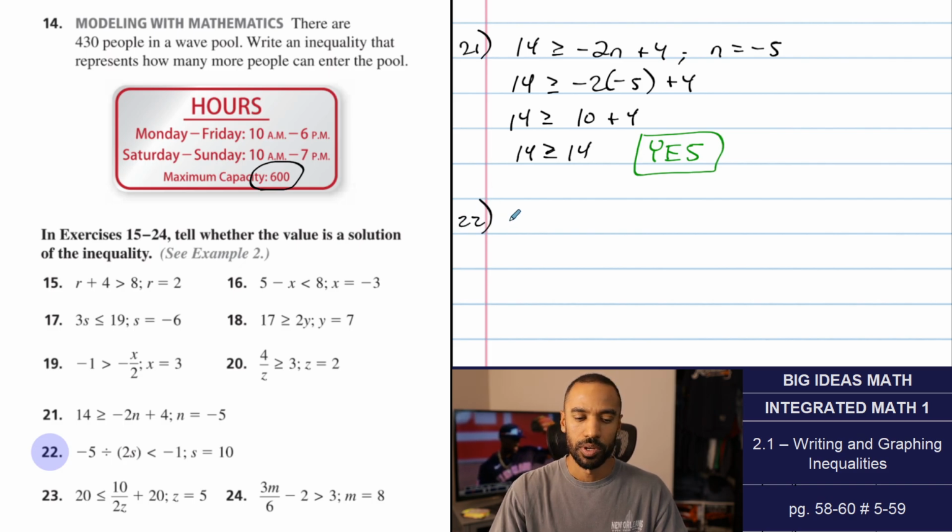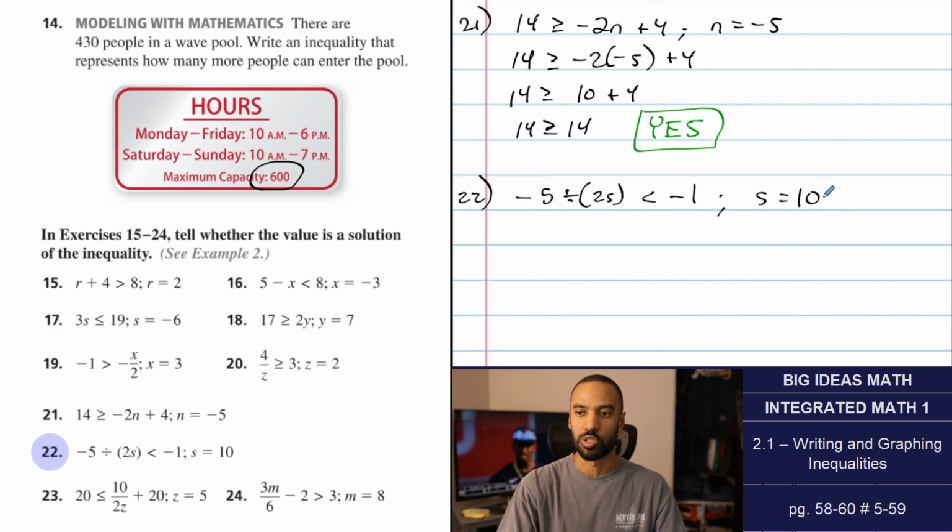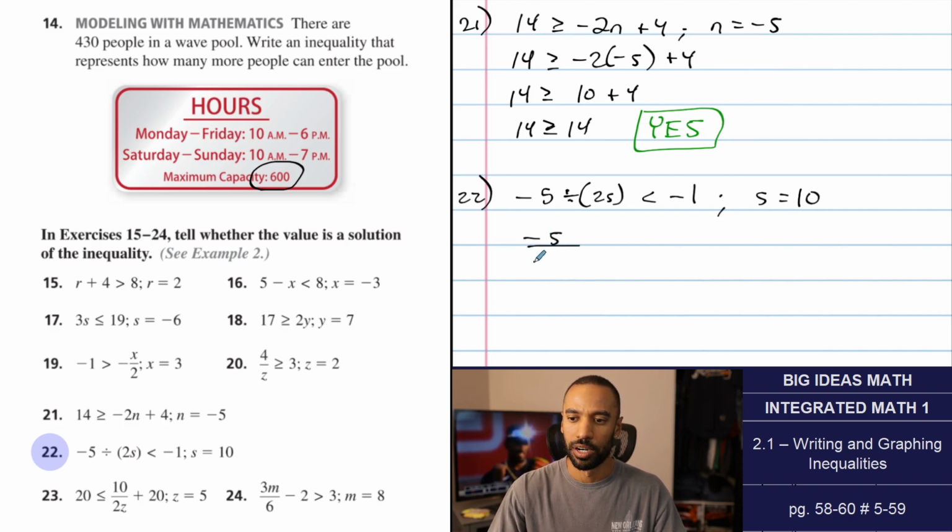Number 22 says negative 5 divided by 2s, as in 2s is a quantity that goes in the denominator, and I'm probably going to rewrite that as a fraction. This is compared to negative 1 as if to see if it's less than it. Well, it is less than it, but when I substitute 10, is it still less than it? Let's try negative 5 over 2 times 10. Let's write it like that and compare that to negative 1. So both negative numbers ultimately, right? This is negative 5 over 20 and negative 1.